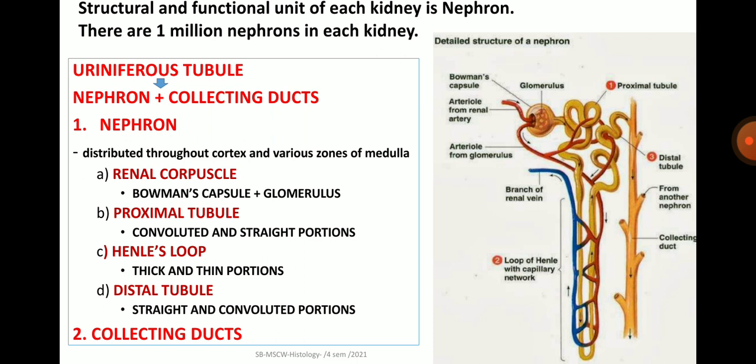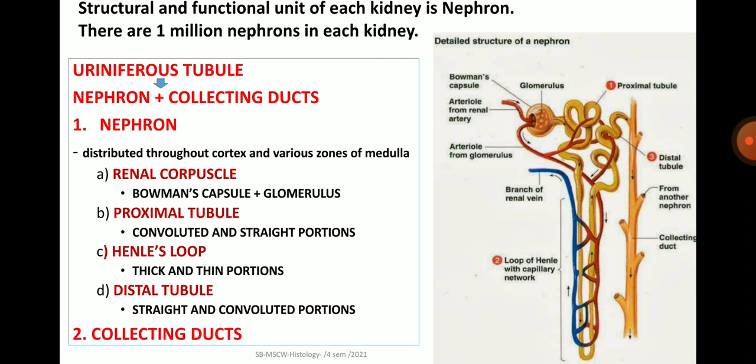So next, you can mention the uriniferous tubules. These are the structural and functional units of kidneys, which are also actually called nephrons. Then the uriniferous tubule, I said, is composed of nephrons and the collecting ducts. And the nephron comprises the renal corpuscle, proximal tubule, then loop of Henle, distal tubule, etc., along with which the uriniferous tubules also include collecting ducts. You can give the explanation like this once again.